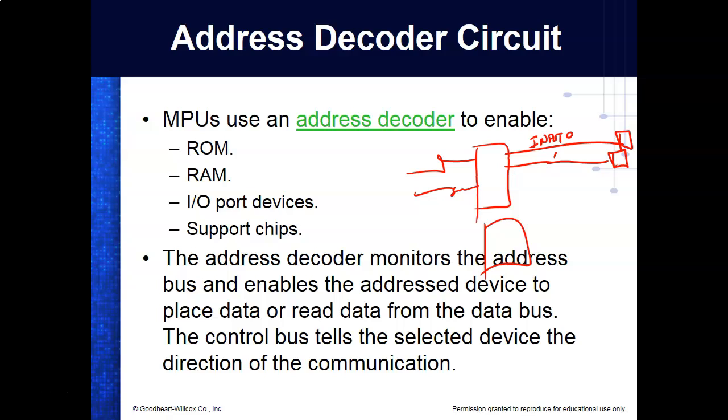So we'll come up here and type in an English command that tells my address. The address goes out, goes through the address decoder, and ends up selecting a single input or a single output. So the address decoder monitors the address bus. It enables the addressed device and places data on, or reads data from, the data bus. The control bus tells the selected device the direction of the communication.